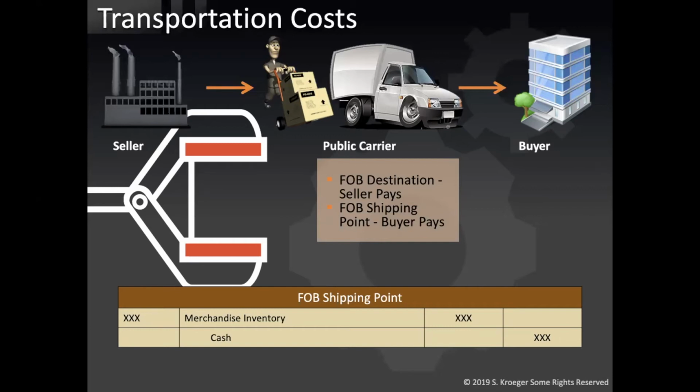You will debit merchandise inventory and credit cash. You credit cash because you are spending money, cash is going down. The debit of merchandise inventory is a more complicated concept. We are adding the cost of shipping onto the cost of inventory.